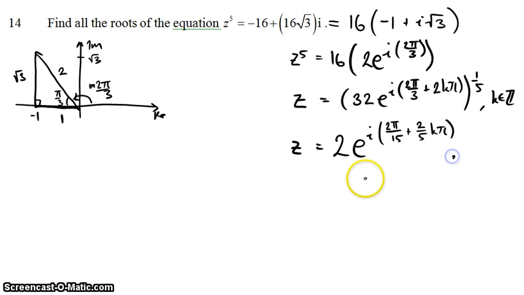All we have to do is specify the values of k that we're going to use. And I think you can see the smallest value of k that I can use is minus 2. So minus 2, minus 1, 0, 1, 2, the 5 consecutive values. And so this is my final answer.